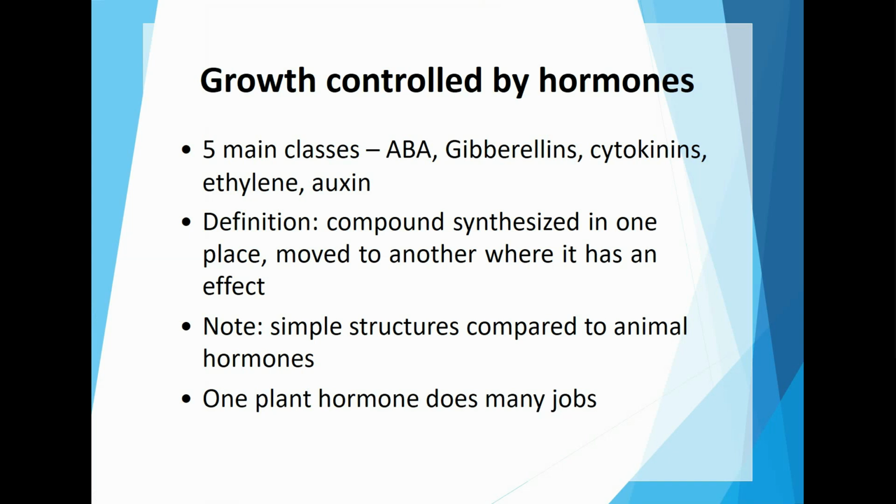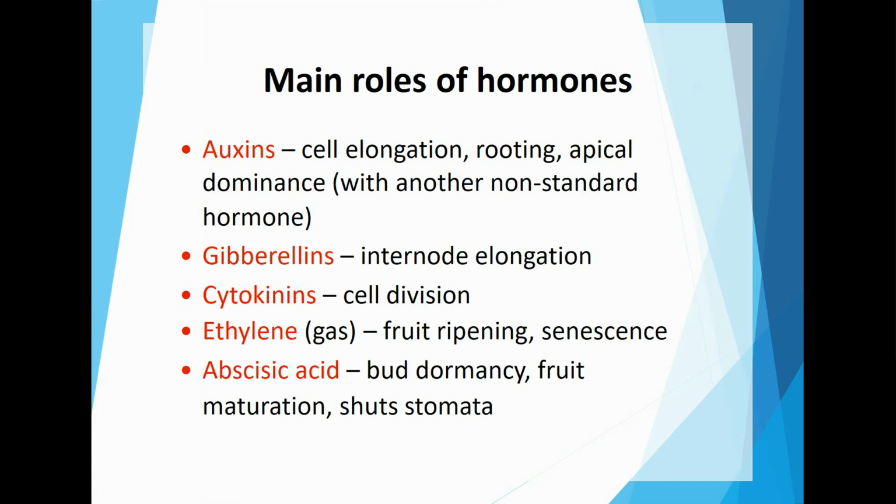So one stimulus, stay with me here, one stimulus can initiate multiple hormone responses, and one hormone can cause multiple responses as well. Plant hormones do many jobs. It's not just one job at a time. So for example, our auxins are really involved in cell elongation, root and apical meristematic regions, which is going to become very important later on.